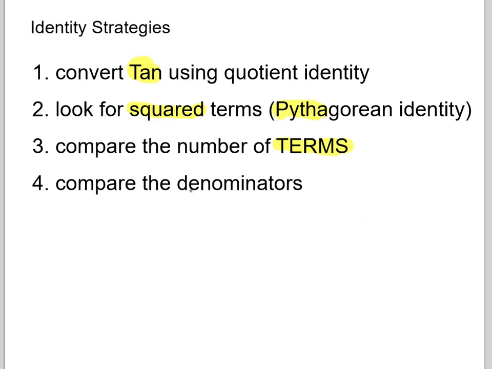And then we can compare the denominators. So you look at the bottom and you say, hey, what's the bottom on this left side? What's the bottom on the right side? There might be a hint on what you should do there. And that's using trig identities in proof. So let me backtrack. There's a couple questions to try.